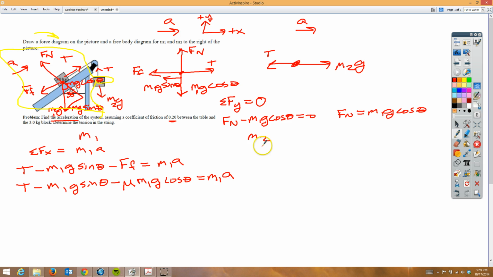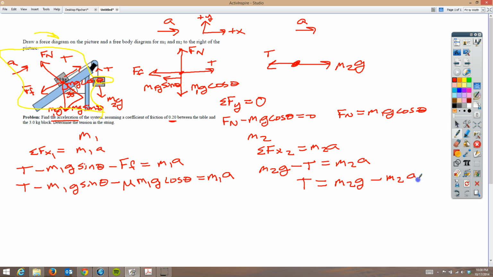Let's go ahead and look at the other side. This was x1, the sum of the forces on x2 are also equal to m2a. We have m2g, so we're looking at all the forces right here. m2g is going to the right, minus tension is equal to m2a. So we're going to move tension to this side, move m2a to that side. So tension is equal to m2g minus m2a.